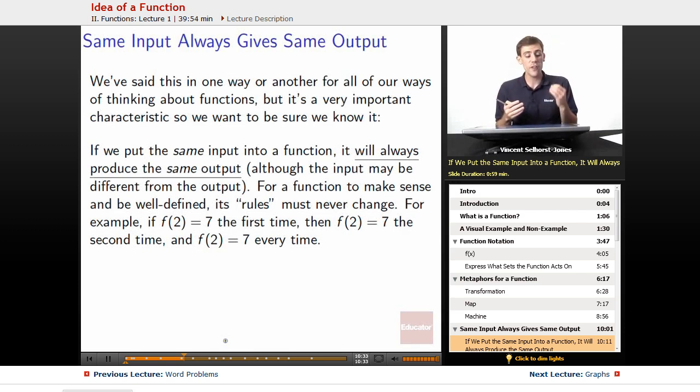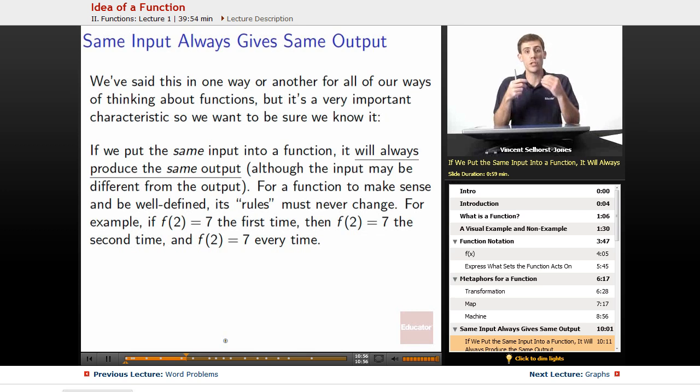So for a function to make sense and be well defined, for it to work, its rules must never change. So for example, if f acting on 2 spits out 7, if f of 2 equals 7 the first time, then f of 2 equals 7 the second time, and f of 2 equals 7 every time. So no matter how many times f operates on 2, no matter what, it's always going to spit out the same thing. That's what it means to be a function.